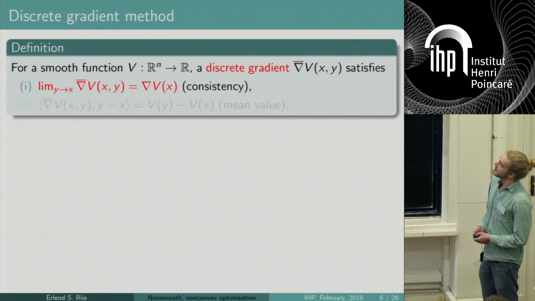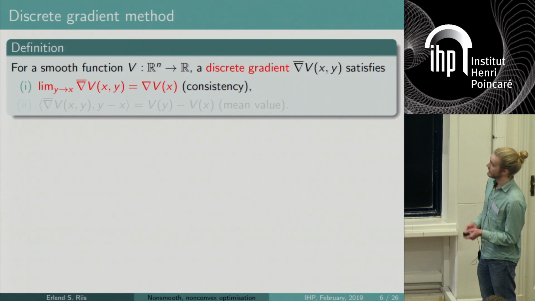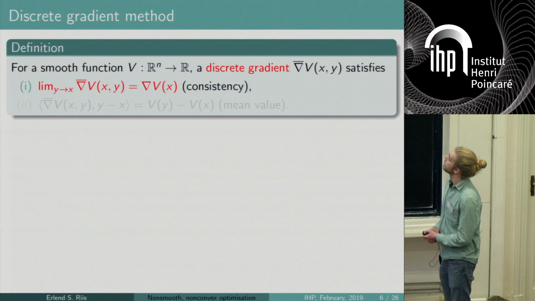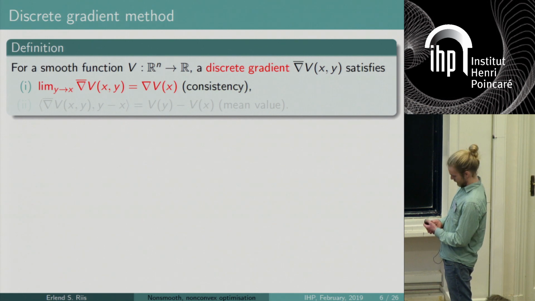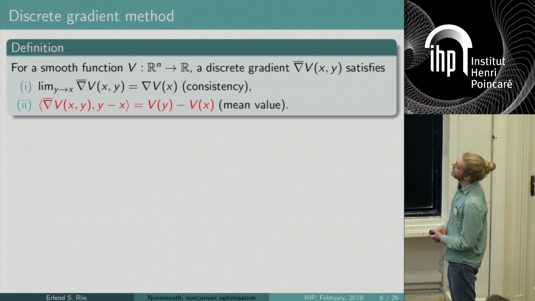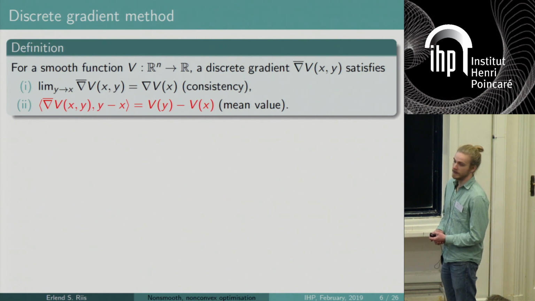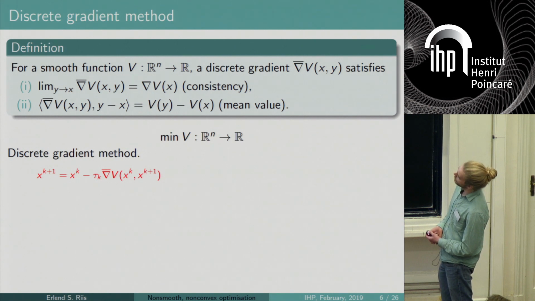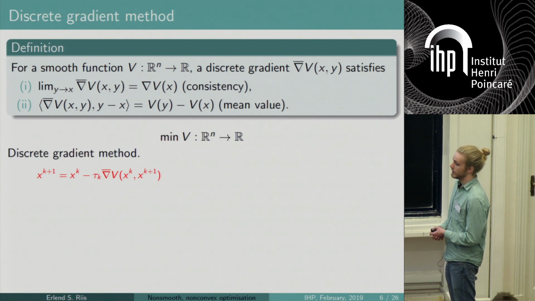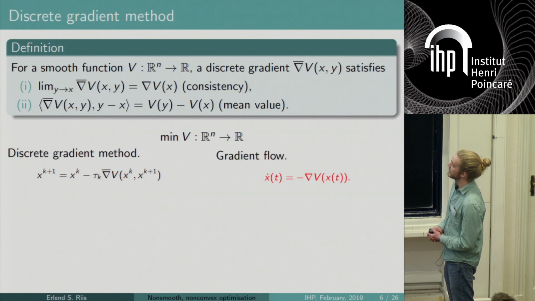So a discrete gradient is any mapping that takes two vectors as input and it has to satisfy two properties. As y goes to x, it needs to approximate the gradient of the function in the limit. And it needs to satisfy a mean value property, meaning that if you apply the inner product between two points, then that should equal the difference in function evaluations. And simply from this mean value property, we can derive quite simply a dissipative structure of the discrete gradient method.